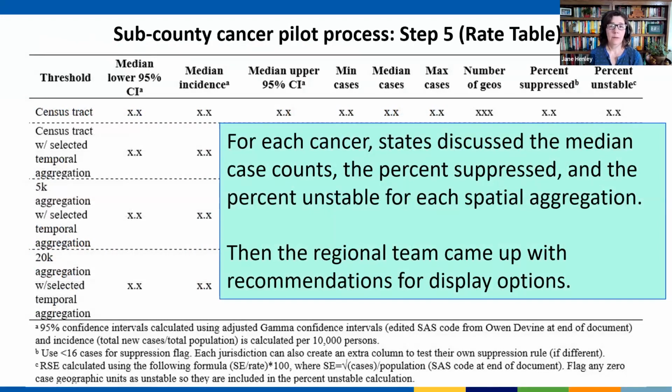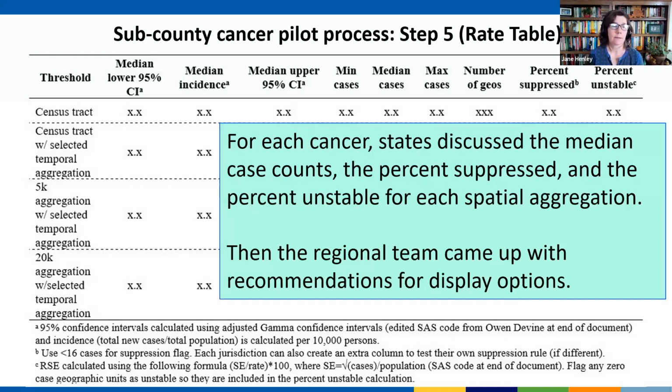For each cancer type, states discuss the median case counts, the percent suppressed for low case counts, and the percent unstable for each spatio-temporal aggregation. Generally, states thought that having more than 30% of geos suppressed meant that the data were not very usable. It meant that too much of the state didn't have a rate. And then the regional teams came up with recommendations for display options. Previously, many participants used an agreed upon suppression rule for consistency in the pilot, and then they also used their own state rule if they wanted to look at that as well.